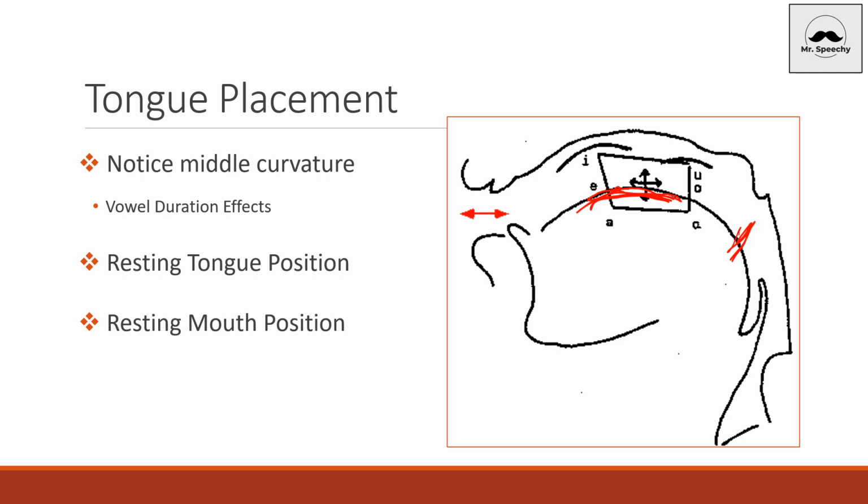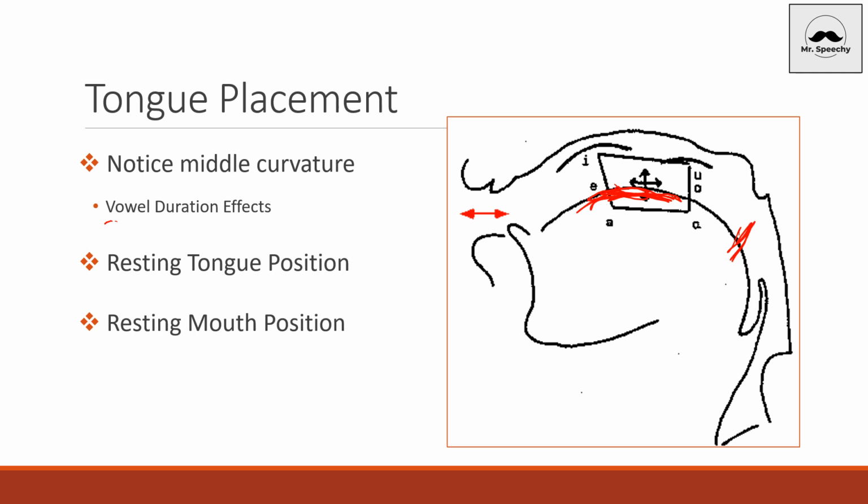So as you are going through this course, as you are learning how to develop a certain sound, whichever sound you are going to target first, you will notice and you will have to be as sensitive as possible to this middle portion of your tongue. Okay, this is where the vowels are being produced.